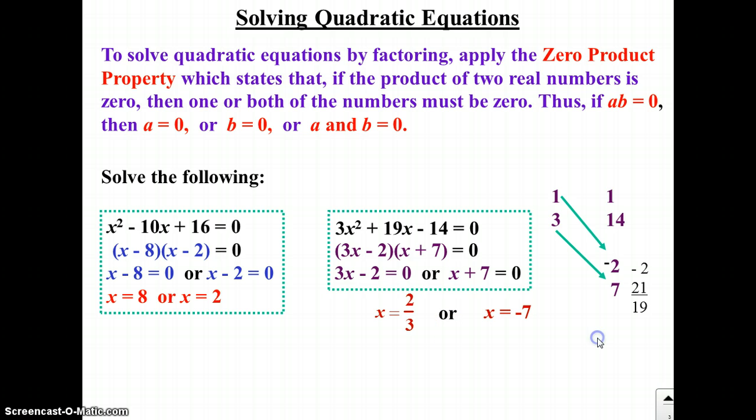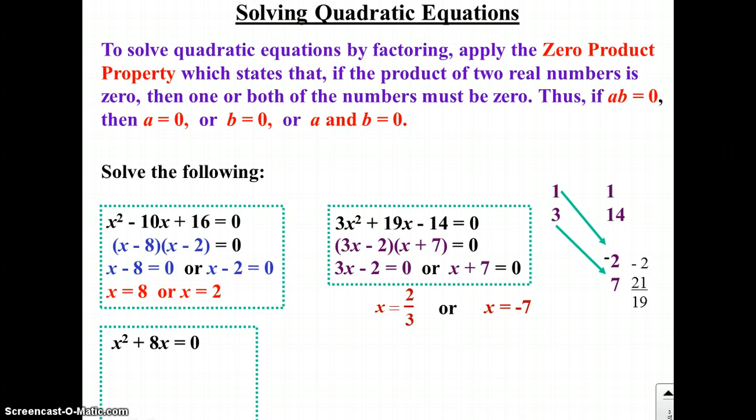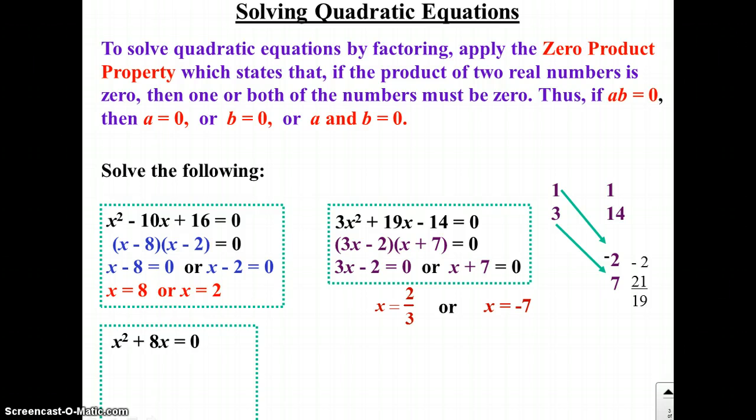Let's try one more. x squared plus 8x equals 0. I like to call this a baby quadratic. It's only got two terms on the left side. Not really a trinomial, obviously, but how do we factor that? We factor that using common factoring. So the common factor of these two terms is an x. We're left with x times x plus 8.